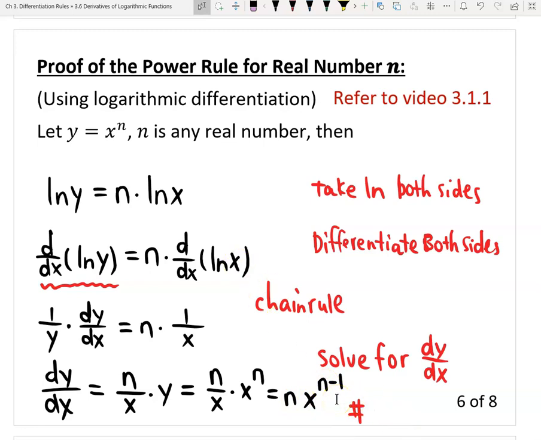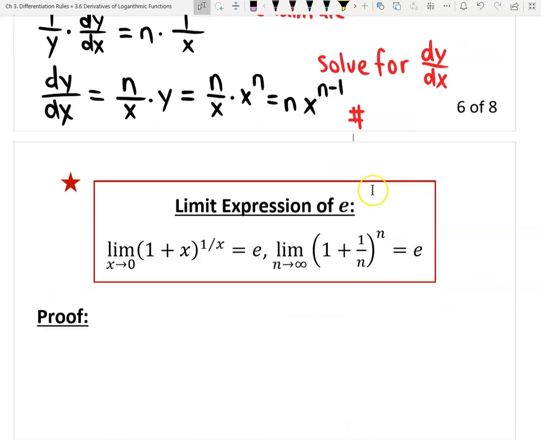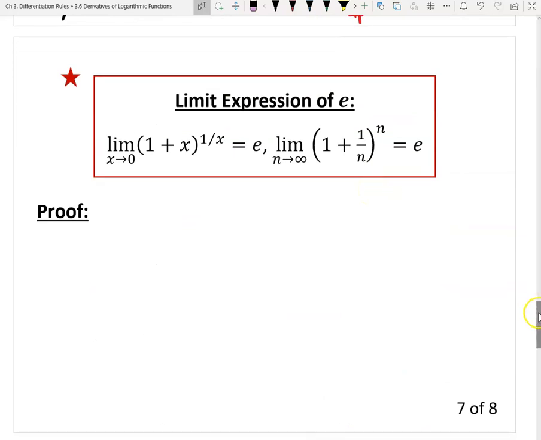Okay, so this is the proof. Super easy, right, if we have this method. So this logarithmic differentiation is powerful. And I will show you one more, the last one.